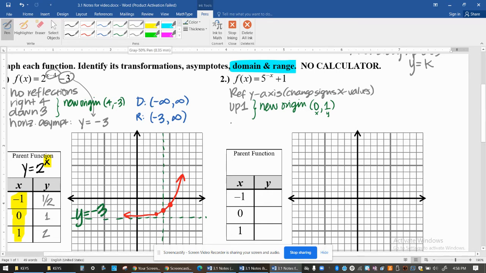Remember your horizontal asymptote, which I'm going to start abbreviating as HA. The horizontal asymptote is a horizontal line based on your vertical shifts, and it's a dashed line that your function approaches but never intersects. So I'm going to go ahead and draw that line. My new origin is going to be (0, 1). Notice that the x-axis didn't have to move because we did not have any horizontal shifts.